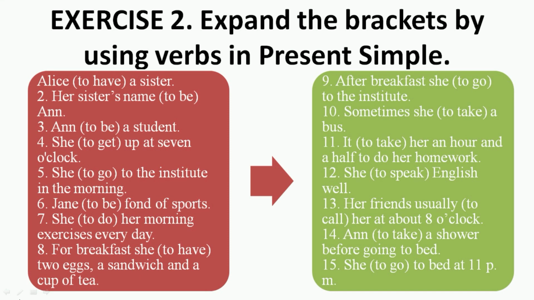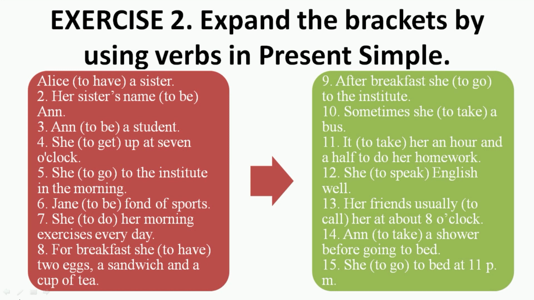Okay, exercise number 2. Expand the brackets by using words in the present simple tense. Alice has a sister. Your sister's name is Anne. Anne is a student. She gets up. S we added, yeah? She gets up at 7 o'clock. She goes to the institute in the morning. Jane is fond of sports. She does her morning exercise every day. For breakfast, she has 2 eggs, a sandwich, and a cup of tea.